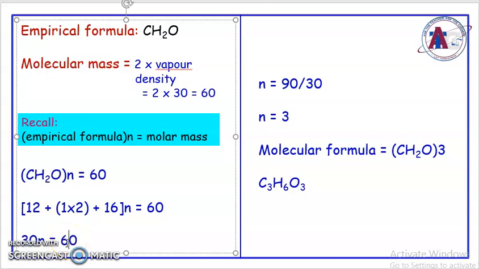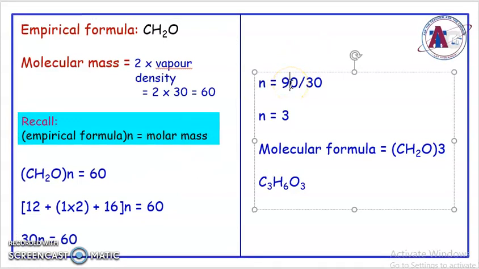Okay. Now, we have 12 plus 1 times 2 plus 16 into N will give you 60. 12 plus 1 times 2 is 2, which will give us 14. Plus 16 will give us 30. So we have 30N equals to 60. We have N here, so we multiply by N. 30N is equals to 60. Okay? So N is equals to 60 over 30, which will give us 2. Alright? Now this is N, that multiple we are looking for.